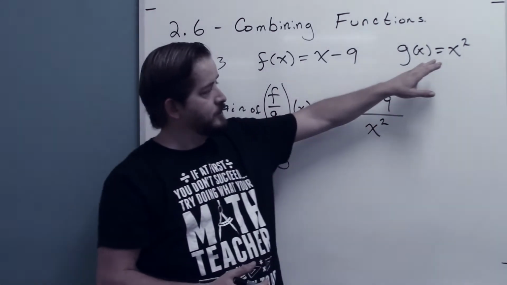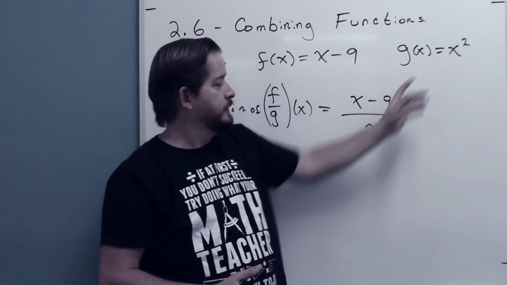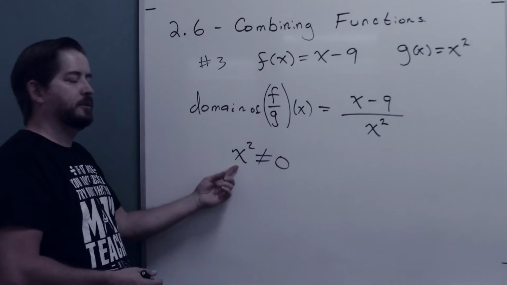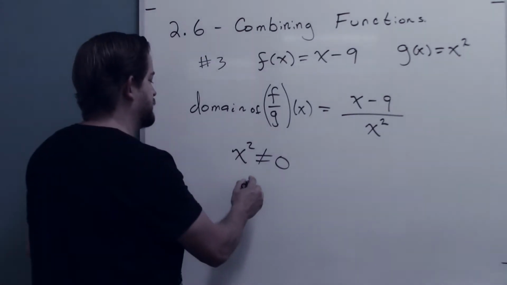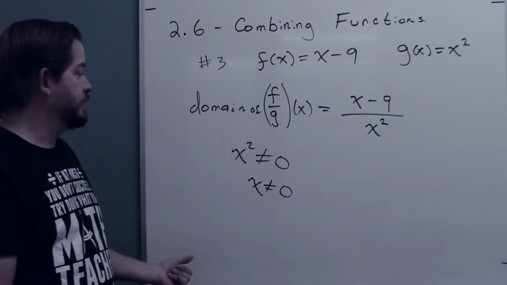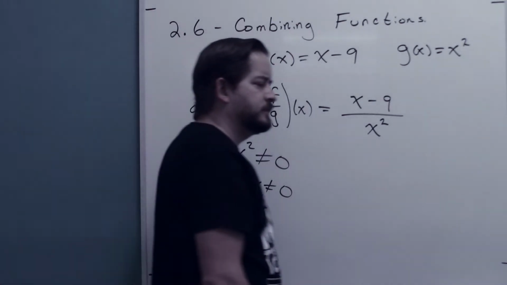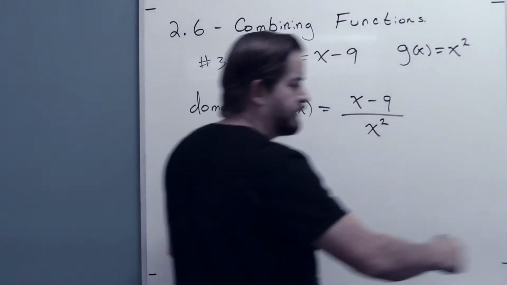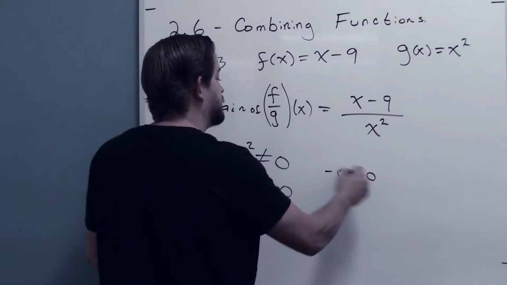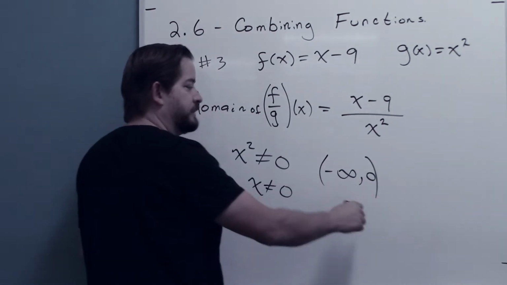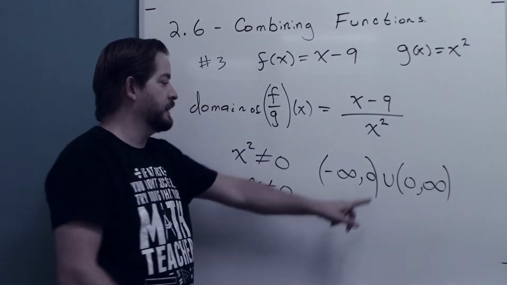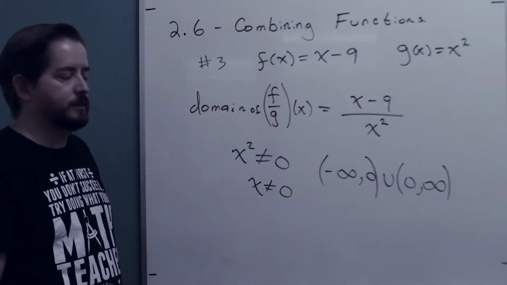The only issue I have is when I try to divide by something, I can't have that something be 0, right? So x squared can't be 0, but the only way x squared will be 0 is if x is 0, and therefore my domain is x cannot be 0. It could be anything else, right? So the answer in interval notation would be simply negative infinity to 0, excluding it with a parenthesis there, and then union with 0 to infinity. It's basically everything except we've removed that 0.